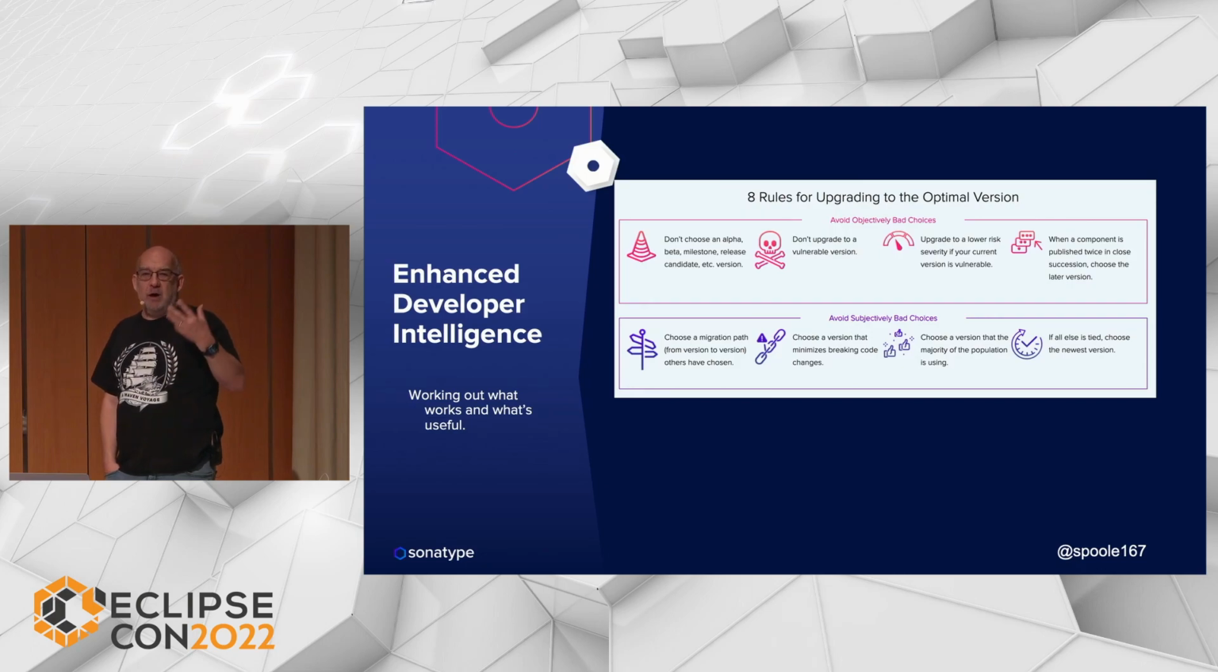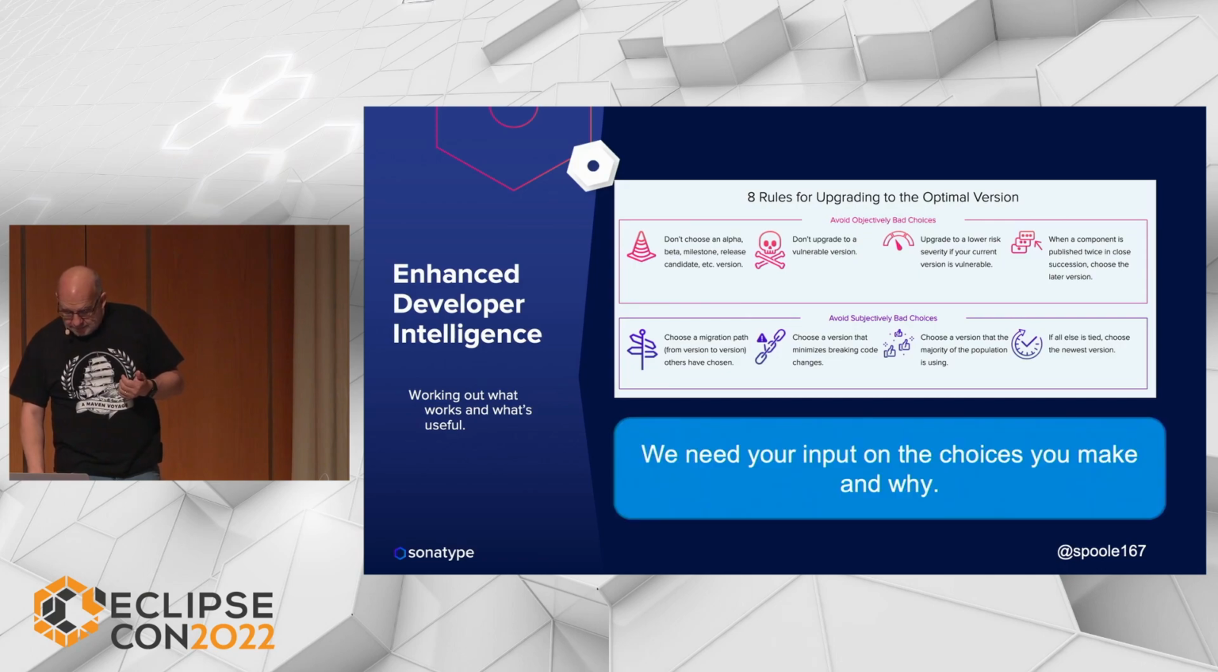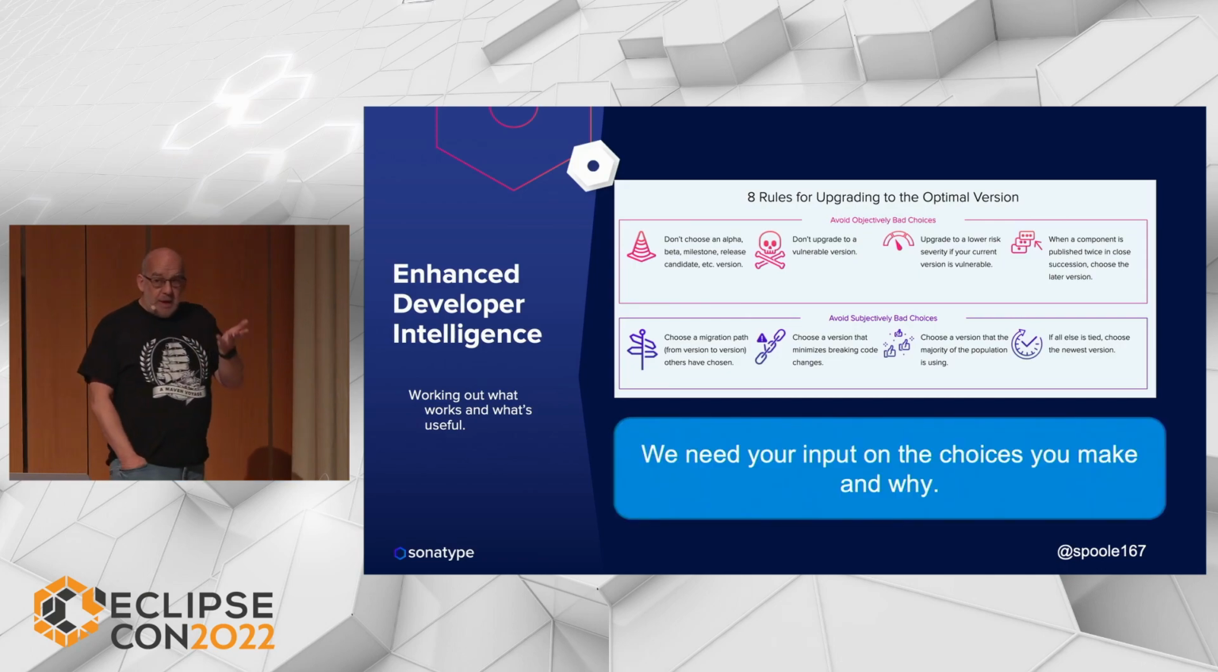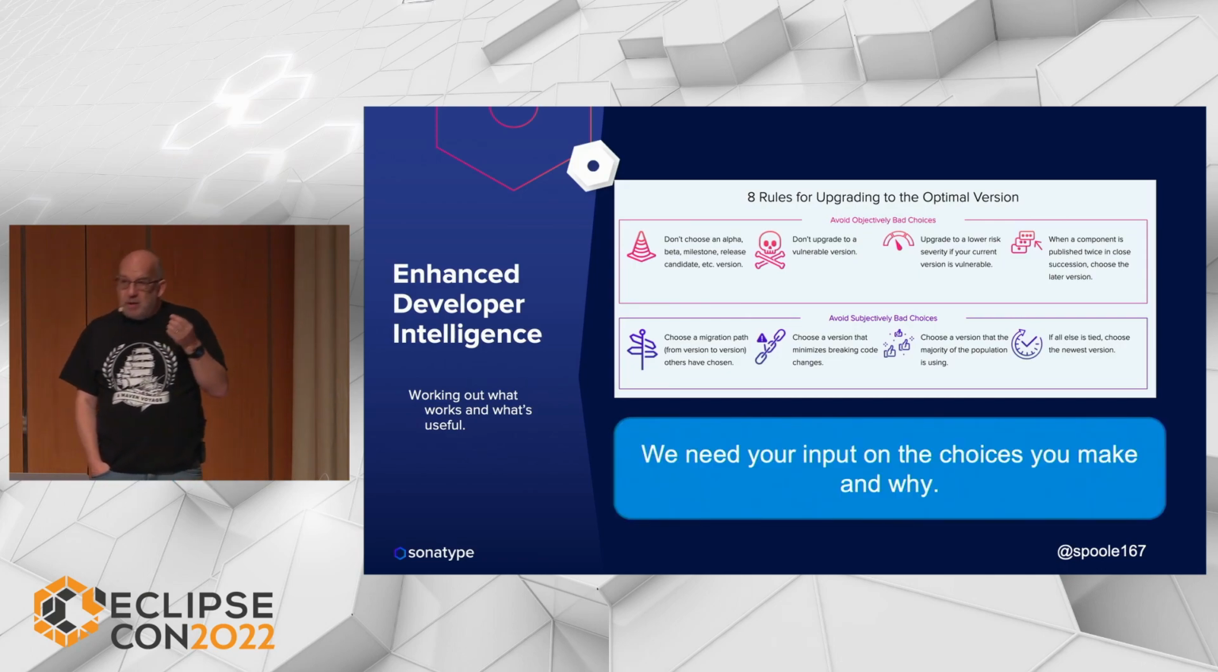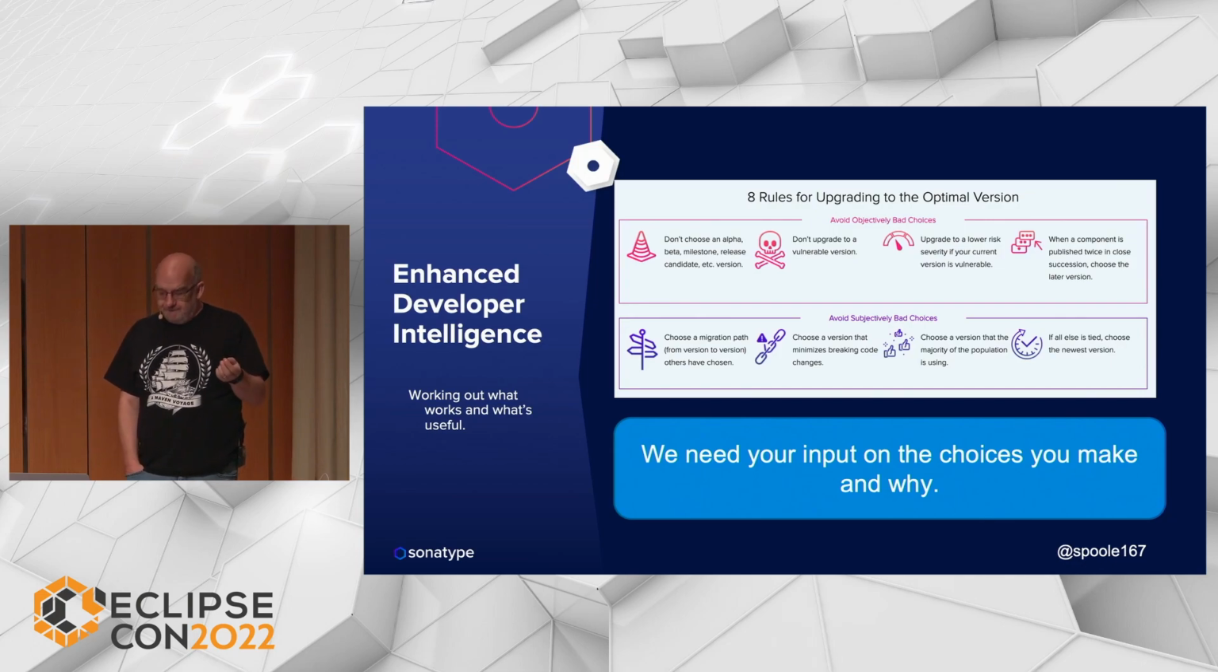Because the clearer we are about what makes a good open source project, the easier it will be for us to quantify that, put it into Maven Central, and make it available to you so that when you choose software, you choose it more wisely. Because we have lots of rules, but we would like your input, okay?